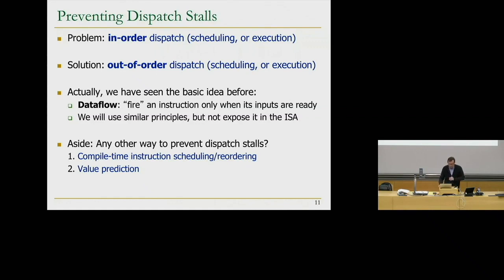But we've seen something else, which is fine-grained multi-threading, which is to do something else. If you remember, in fine-grained multi-threading, every cycle you fetch from a different program, a different thread. Assuming there are no data dependencies between those different programs, you have no problem. You never stall for dispatch, because by definition, you've eliminated the true data dependencies. Whenever an instruction gets to the dispatch stage, the next instruction is completely independent because it's from a different thread. So that's another solution to the problem.